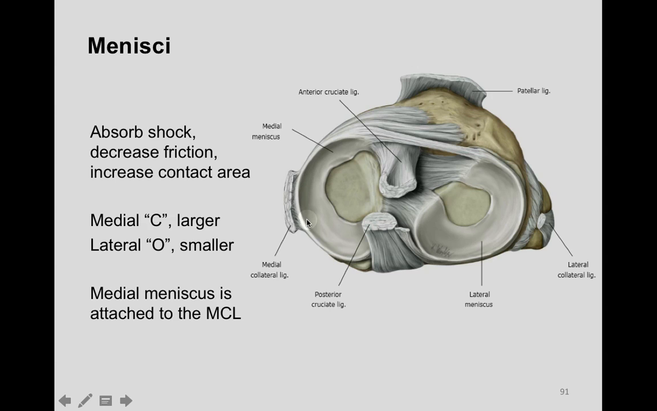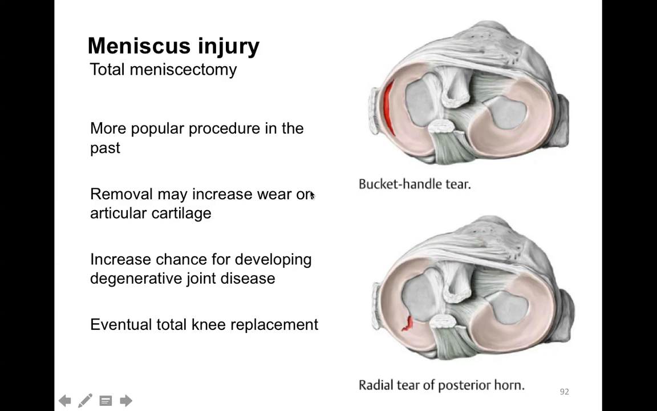You can see this here. So any damage to the medial collateral ligament will usually result in concomitant damage to the medial meniscus. And that injury to the meniscus could present itself in several different ways. So here we see 2 common tears of the medial meniscus, a bucket handle tear and a radial tear of the posterior horn of the medial meniscus.